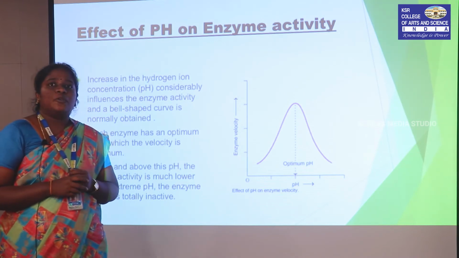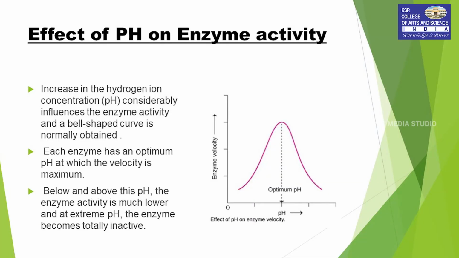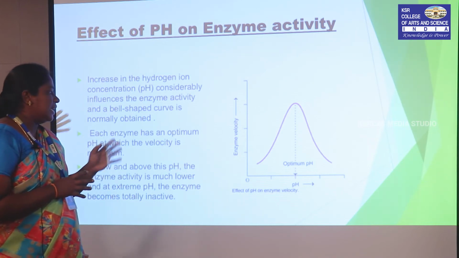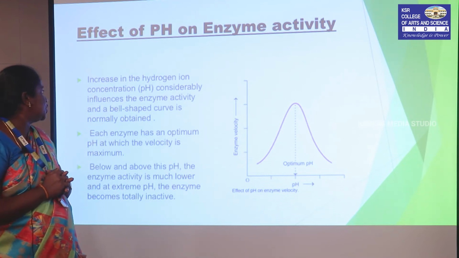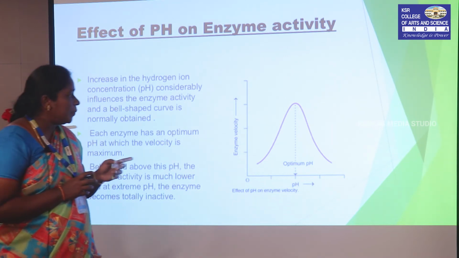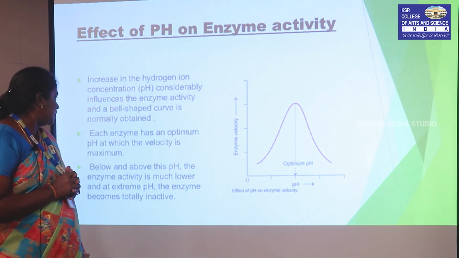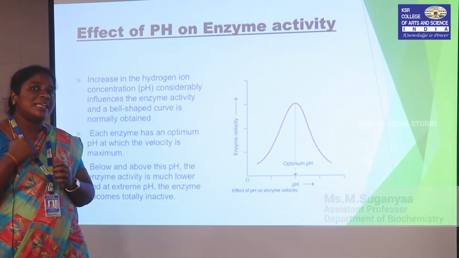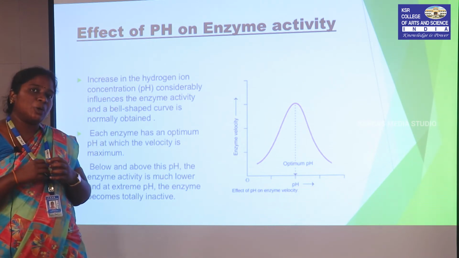Effect on enzyme activity. There are four main factors affecting enzyme activity: pH, temperature, enzyme concentration and substrate concentration. First, we are going to discuss pH. As the hydrogen ion concentration is increased, activity rises up to the optimum, which is called the optimum pH. Below and above this pH, the enzyme activity is much lower, and at extreme pH the enzyme becomes totally inactivated.